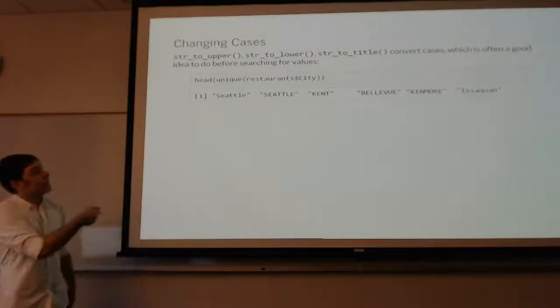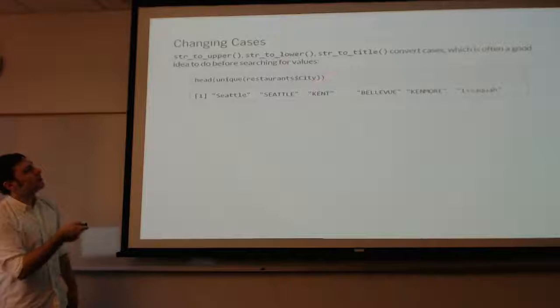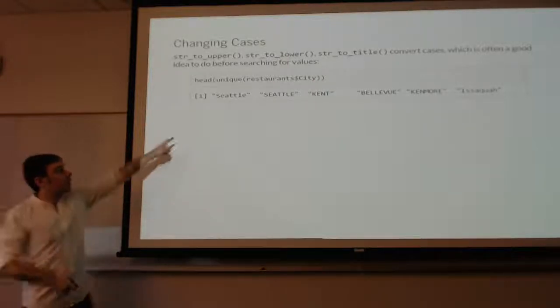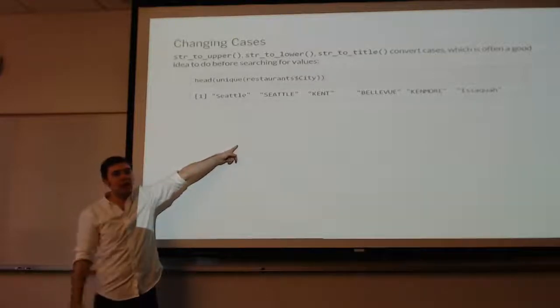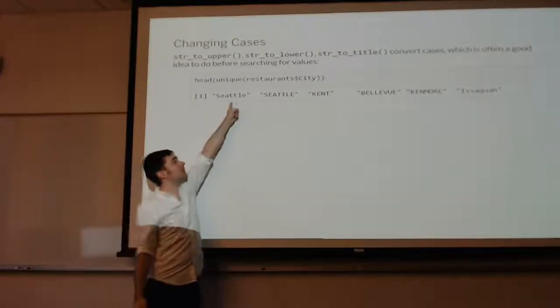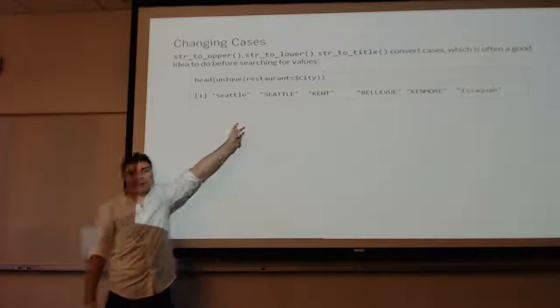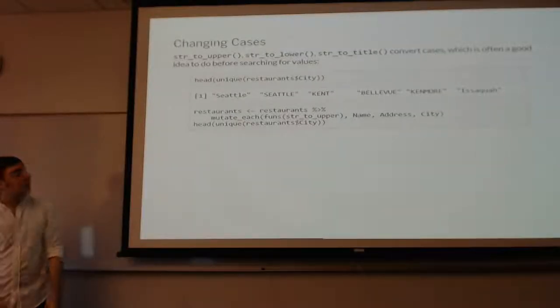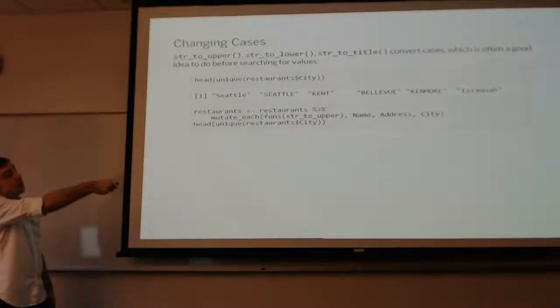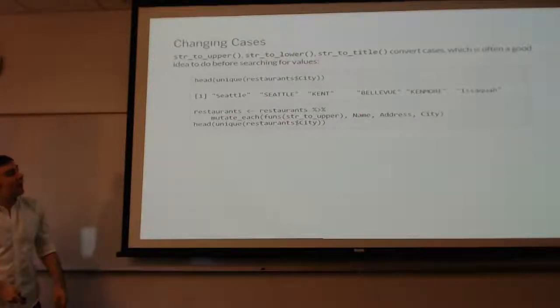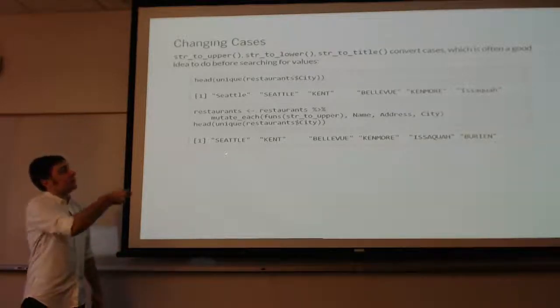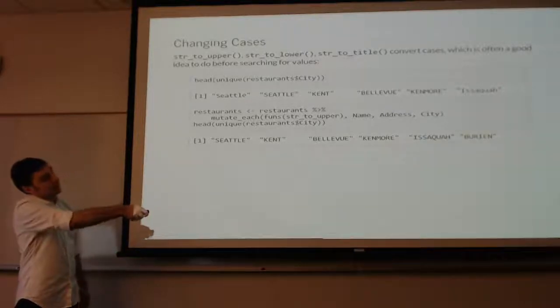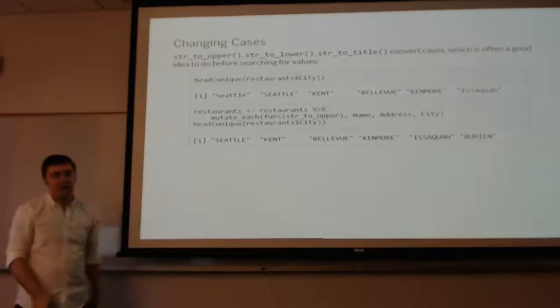So for example, in these data we're working with, the unique city names include both lowercase and uppercase versions of Seattle and all these other ones. Well, I probably want this to be equivalent to that, but in R by default they are not. So I could just take all of the character data, like the names, addresses, cities in the data, and make them all uppercase. And then if I got unique on them, these two have been combined. Kent, Bellevue, Kenmore, Issaquah is no longer lowercase, and so on.